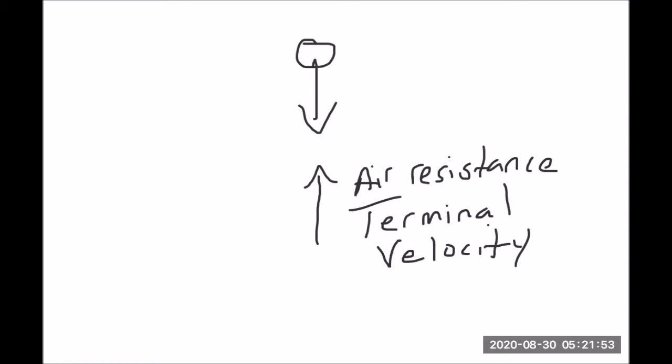And all that means is that the upward force of air resistance is equal to the downward force of the object, and the object stops accelerating and moves or falls through the air at a constant velocity.